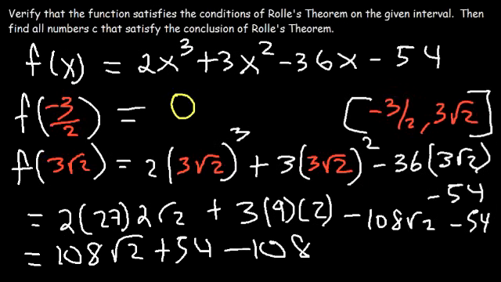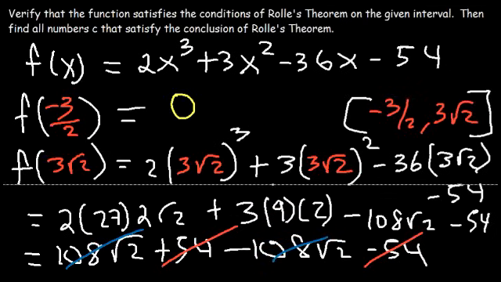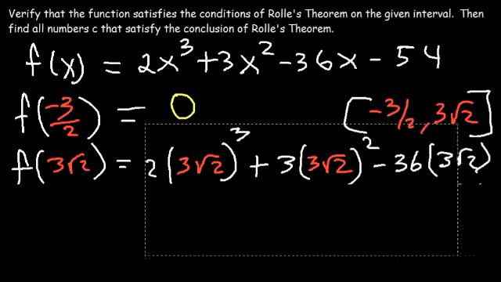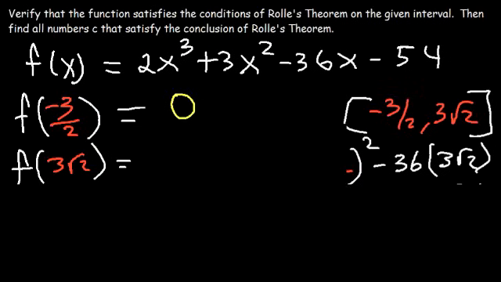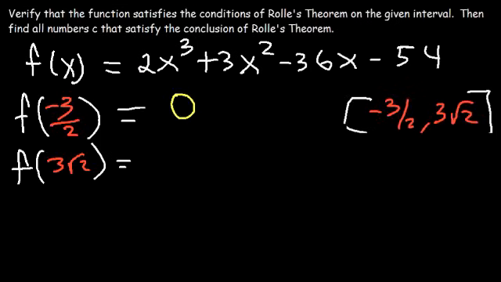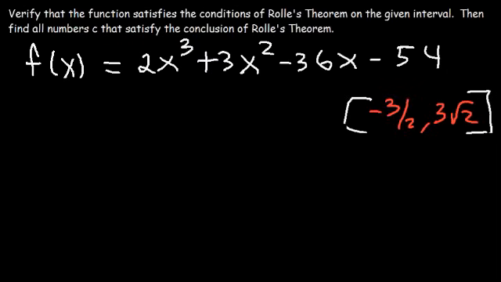And so we could see that it's going to equal 0. 54 and negative 54, they cancel, and these two cancel. So therefore, f of 3 root 2 is equal to 0, so f of a is equal to f of b. So all three conditions of Rolle's theorem are satisfied. Since all three conditions were met, f prime of c is equal to 0.